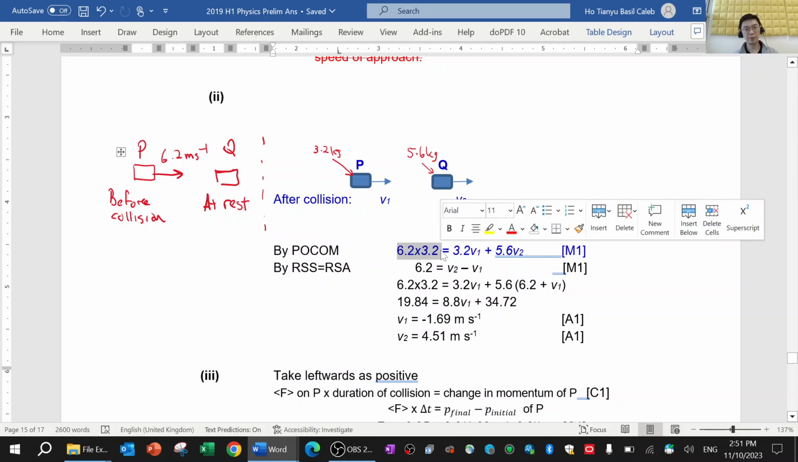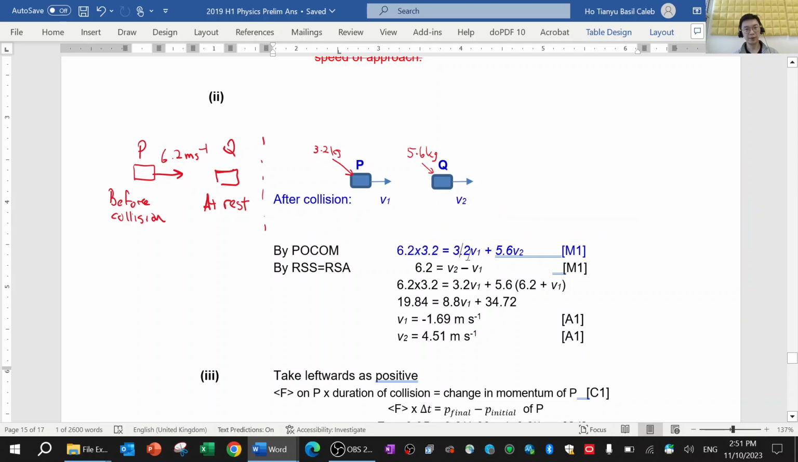Conservation of momentum: the momentum before the collision and the momentum after the collision must stay the same. On this side, I think they take right as positive, right? So you therefore have 6.2 times 3.2 equals 3.2 times V1 plus 5.6 times V2. The mass of Q times the velocity of Q, and the mass of P times the velocity of P.